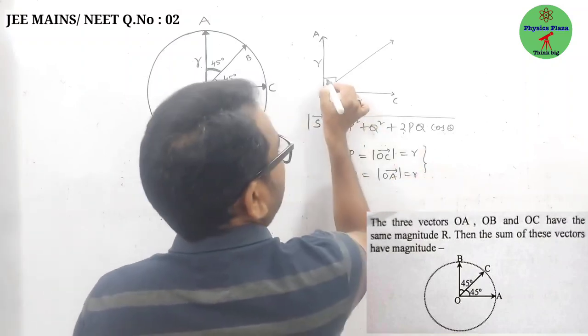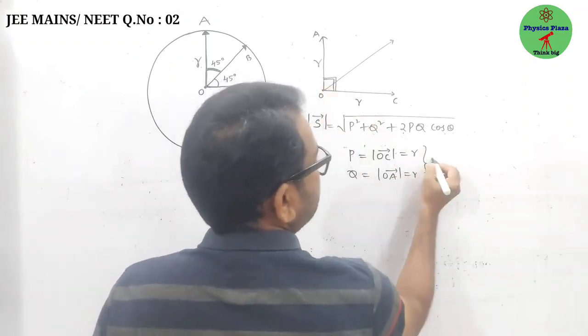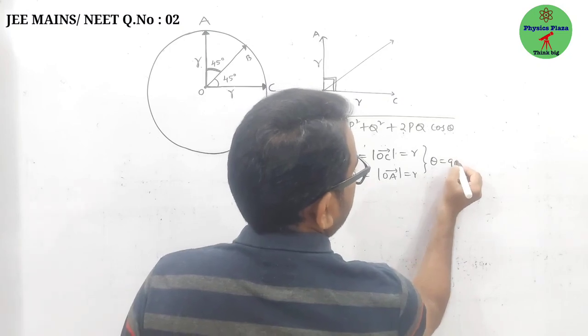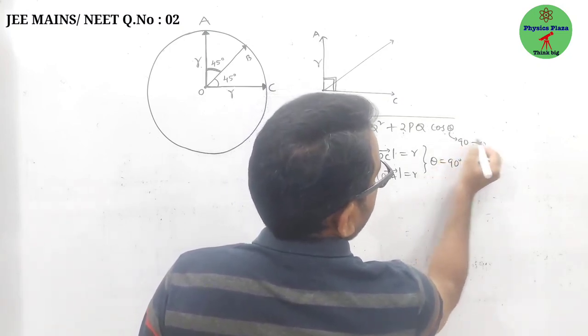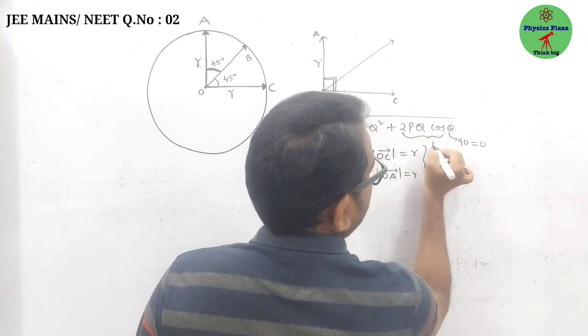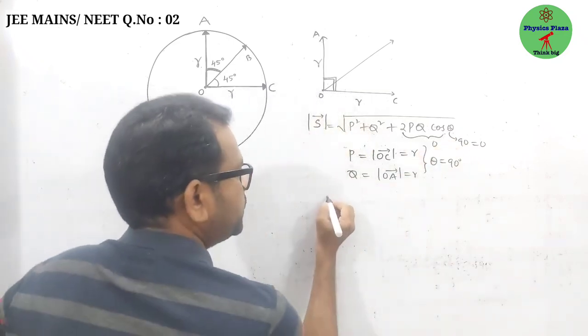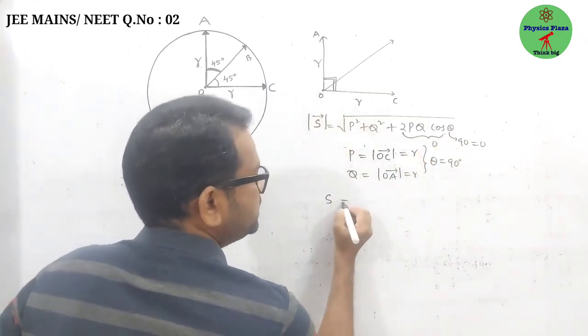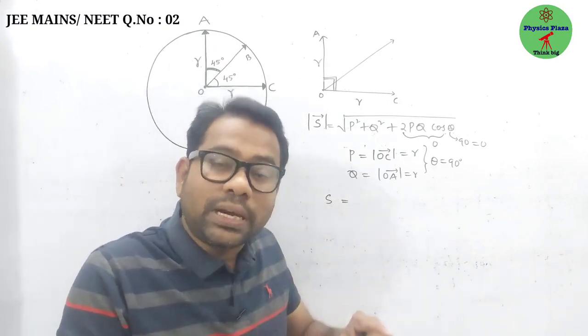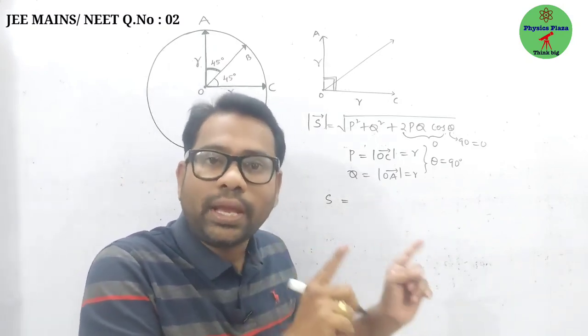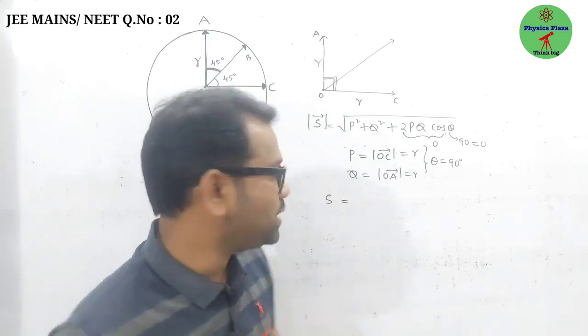If you can see, the angle between the two vectors is 90 degrees, and cos 90 is 0. So this entire term will be 0. Here S is the magnitude of the resultant of the vectors OA and OC, that you should keep in mind.